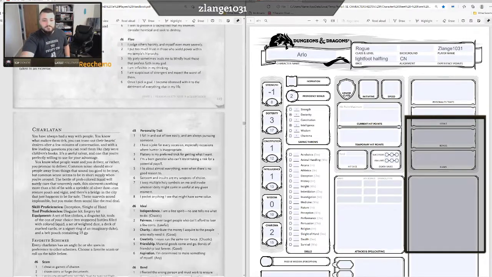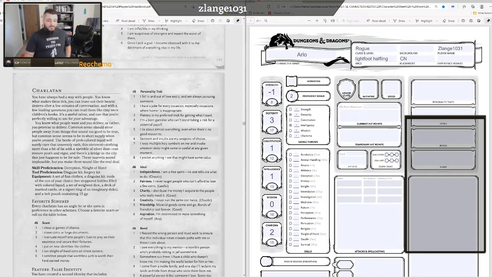We'll move on. Charlatan. This was the recommended background in the rogue description. So let's give it a read. You have always had a way with people. You know what makes them tick. You can tease out their hearts' desires after a few minutes of conversation, and with a few leading questions, you can read them like they were a children's book. It's a useful talent, and one that you're perfectly willing to use for your advantage. You know what people want, and you deliver, or rather, you promise to deliver. Common sense should steer people away from things that sound too good to be true, but common sense seems to be in short supply when you are around.